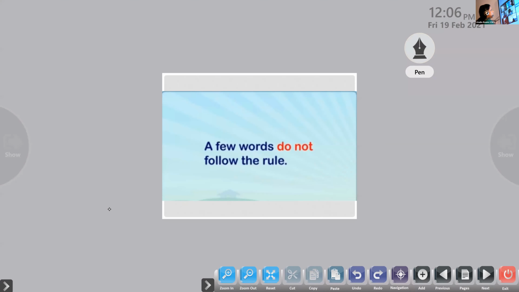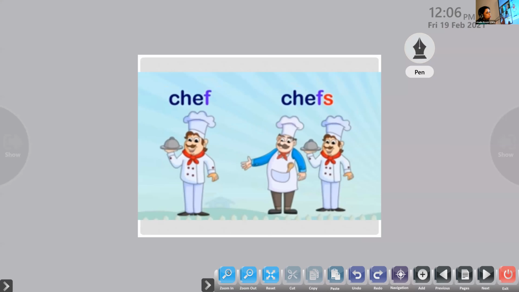Now, for certain words, we do not follow this rule, even though they end in F or FE. Just remember these words. These words are given in your workbook. That is the exceptional rule. Chef. What's the plural form for chef? It is chefs. Even though it ends with F, we don't add VES to it. Even for the word roof, ROOF. What is the plural form for roof? It is roofs. Chief.